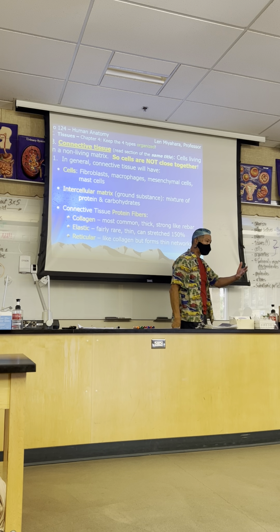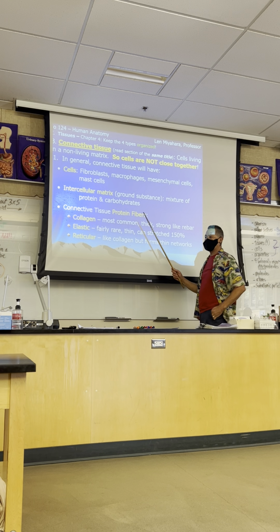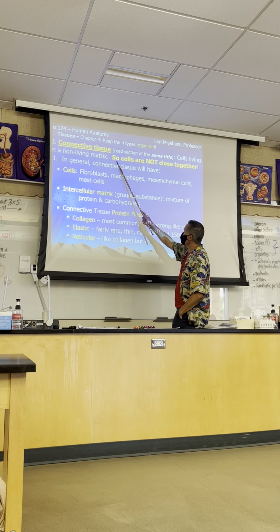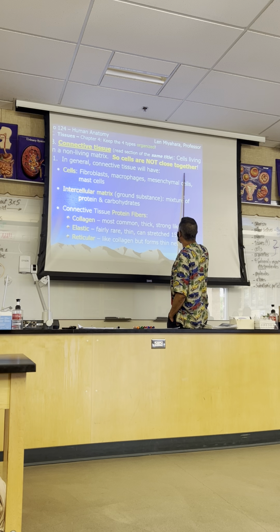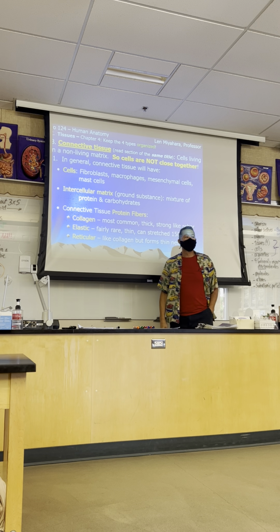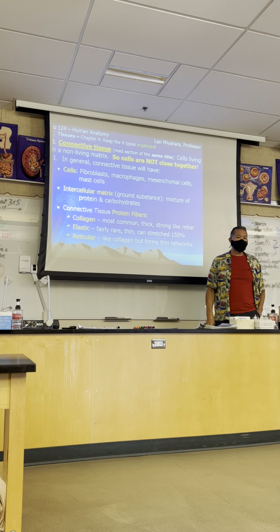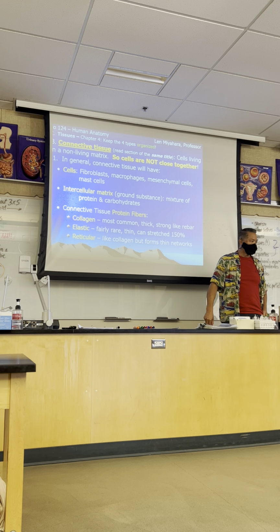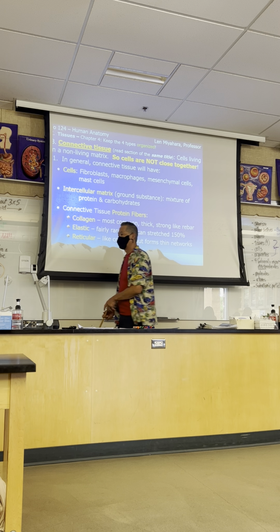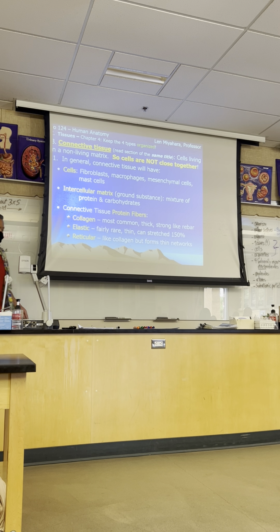Because the cells are separated by matrix, this is what gives you the key that you're in tissue type number 2. The cells are separated by matrix. They are not close together. Put an asterisk next to them because there's one exception. But that one exception is easy to visually recognize, so don't worry about it. The rest of this, again, these are cells and this is the matrix that's separating the cells.